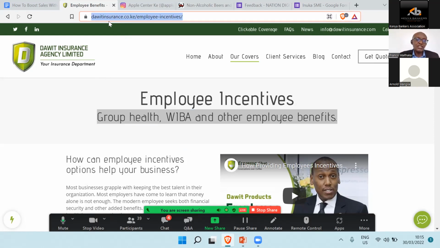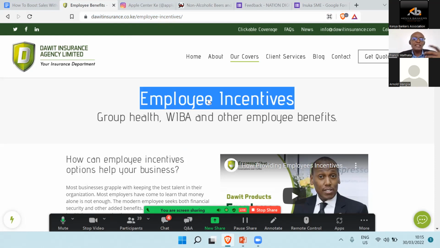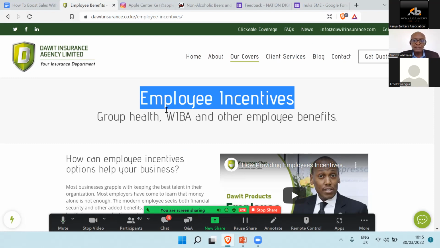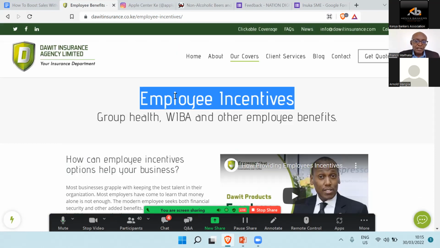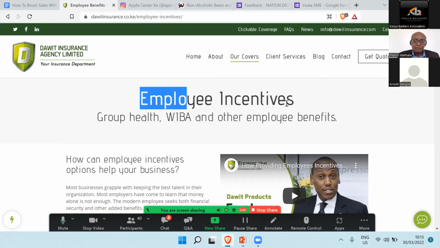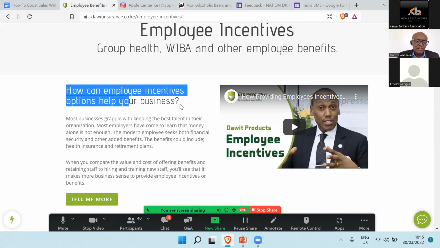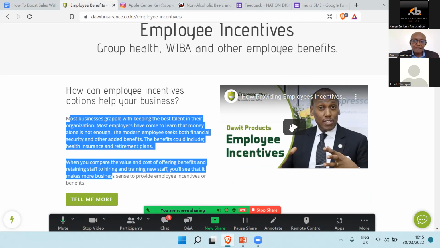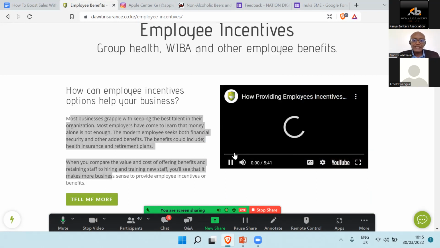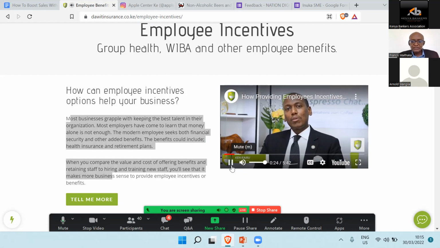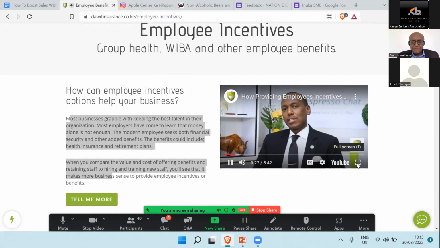This is a website for the wheat insurance. And this is one of the products that they are very keen on selling. They talk about how you incentivize employees so that they can stay longer. So this is an insurance policy you can take as a business owner. Look, the website has a main headline, the employee incentive. There is information here to give someone a big idea, there is detailed information, and there is even a video here that can help you understand more about the business. Employee benefits or employee incentives.